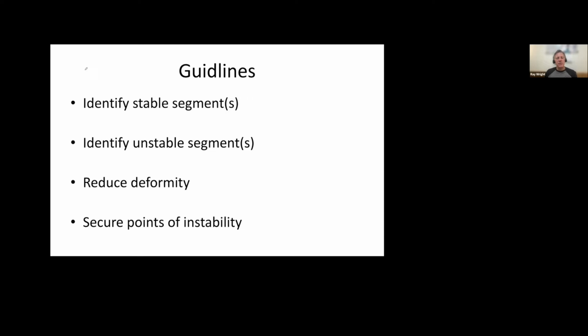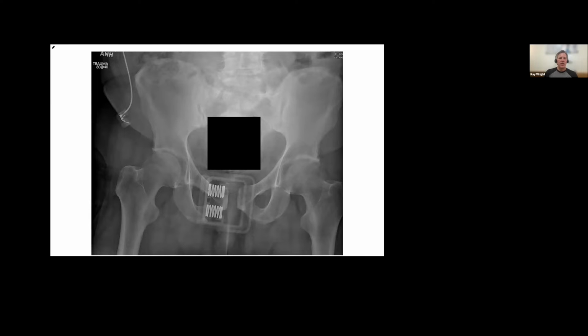And then I like to secure all points of instability if possible, meaning if there are points of instability in both the anterior and the posterior pelvic ring, I'd like to secure all of those if soft tissues will allow, if bony anatomy will allow. And this really goes back to some very early biomechanical data that came out of Harborview in the late 80s and early 90s.